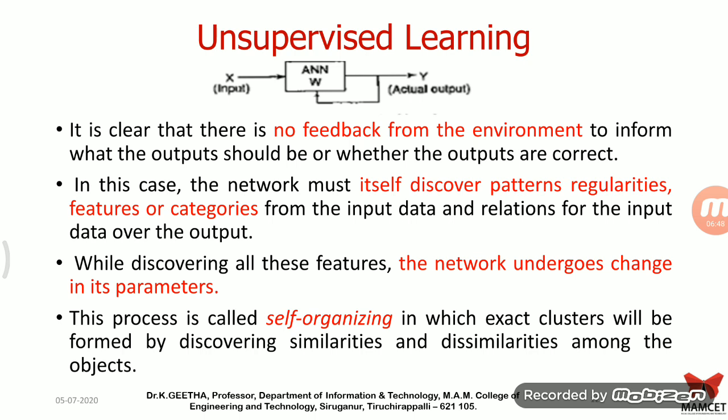It is clear that there is no feedback from the environment to inform what the output should be or whether the outputs are correct. In this case, the network must itself discover pattern regularities, features, or categories from the input data and the relation of the input data to the output. While discovering all these features, the network undergoes changes in its parameters. So this process is called self-organizing, in which exact clusters will be formed by discovering similarities and dissimilarities among the objects.